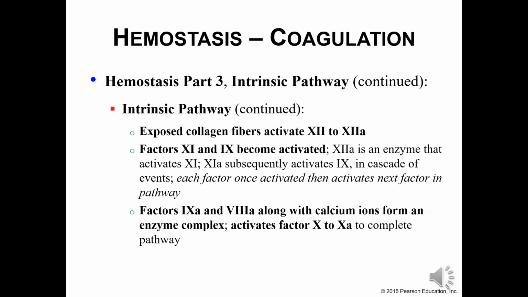So 12A is an enzyme that activates 11. 11A then activates 9. It forms a coagulation cascade where each factor, once activated, then activates the next factor in the pathway. Factors 9A and 8A plus calcium form an enzyme complex that activates factor 10 to active 10, 10A, and that completes the pathway. It's called the intrinsic pathway because it occurs within the blood.